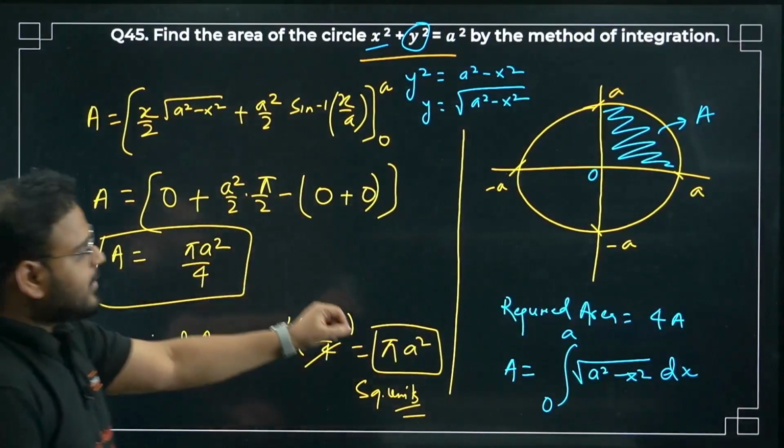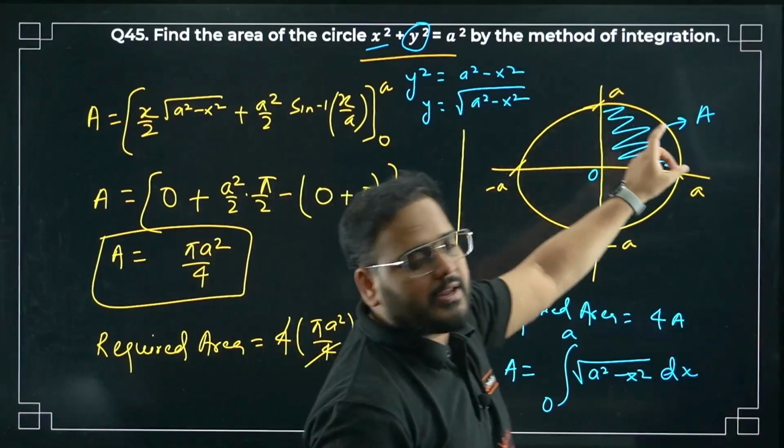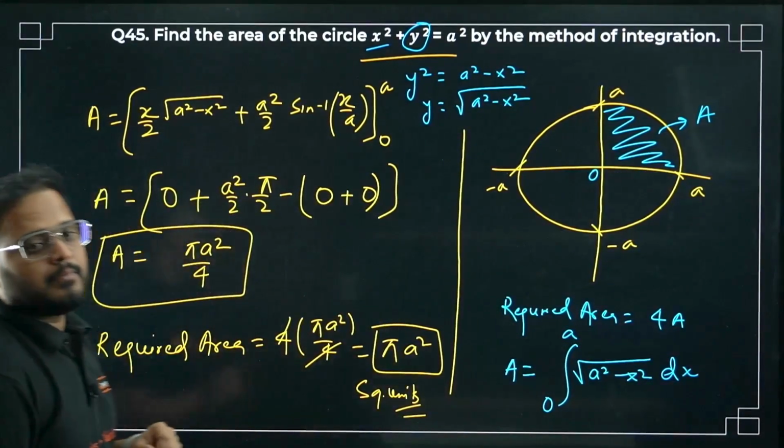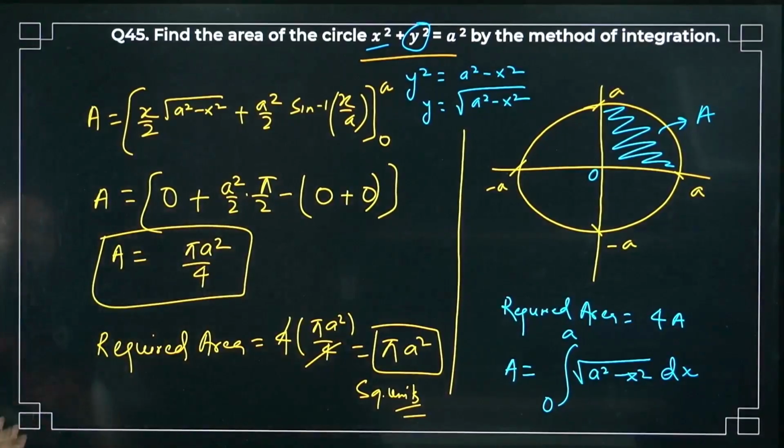Very simple approach. A symmetric figure will be given. Find one area, multiply with the 4 sections. Okay, please check. This is clear. Okay, 45th is done. Moving on to question 46.